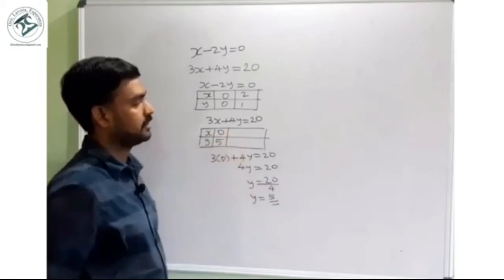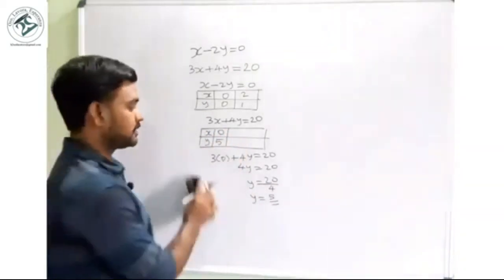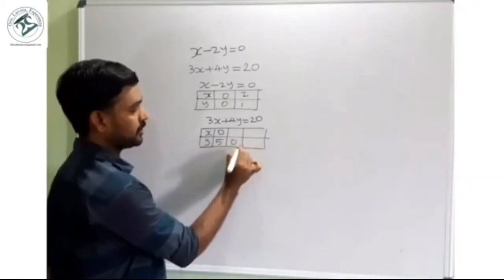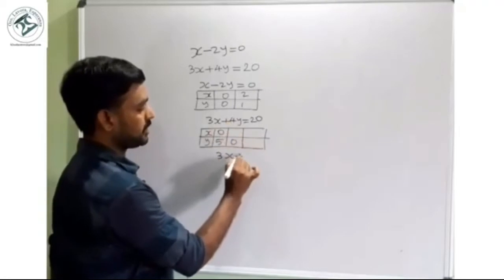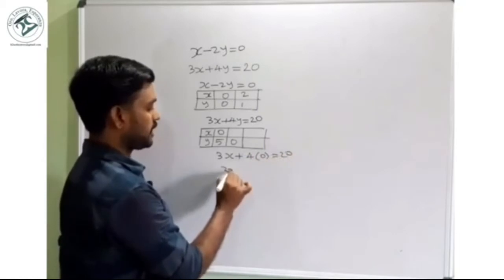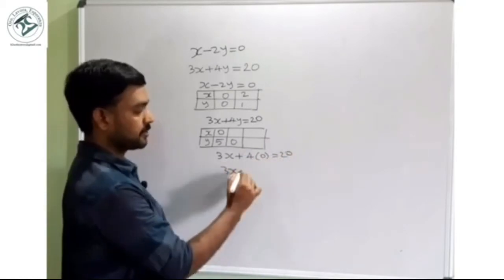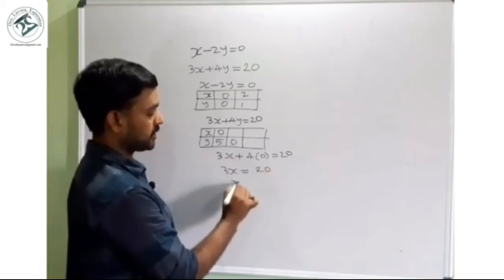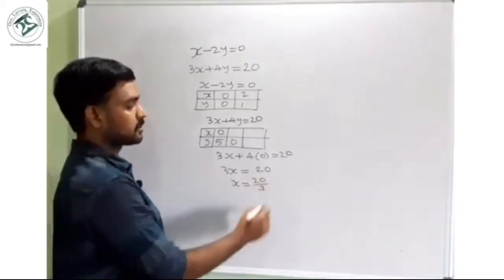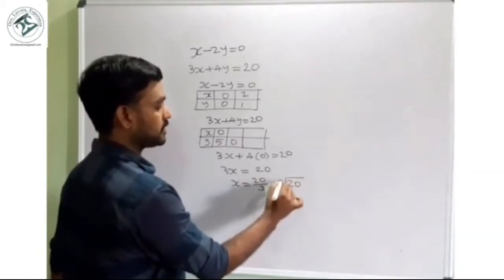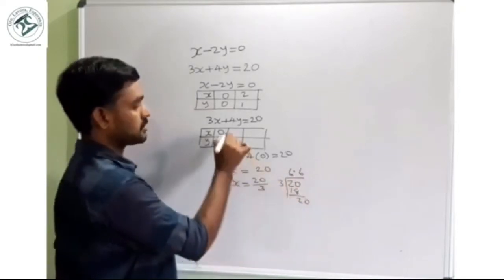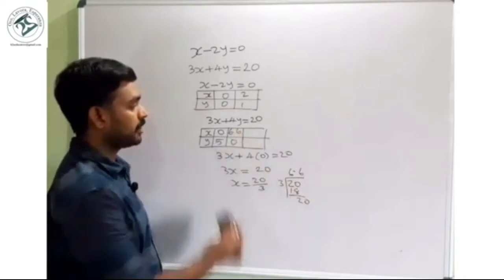Similarly, we can insert y is equal to 0. Then the equation becomes 3x plus 4 into 0 is equal to 20. 4 into 0 is 0, so 3x is equal to 20, and x is equal to 20 by 3. So we can divide this: 20 divided by 3. 6 3s are 18, and it will continue, so 6.6 and so on. So we can give here 6.6. Here we got a decimal point.